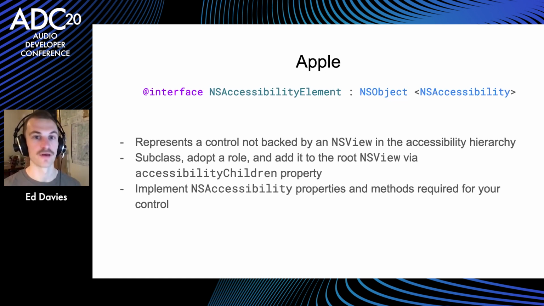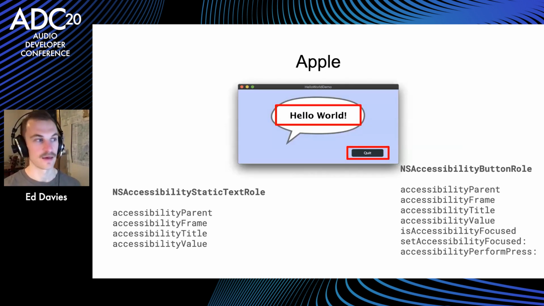And then we can just freely adopt any of the NSAccessibility base protocol properties and methods that are required for our control. So if we look at how, for example, the Hello World demo will be represented, you can see here we're taking our label and our text button, and at the top here, we've got the role that we've adopted. So a label is taking on the NSAccessibilityStaticText role because it's just some static text that isn't editable, and it's adopting the parent, frame, title, and value properties, so providing values for those.